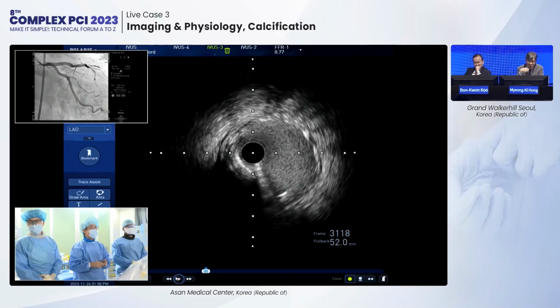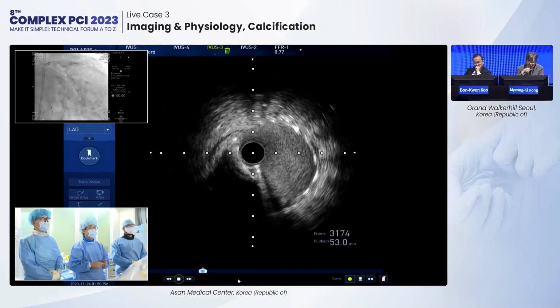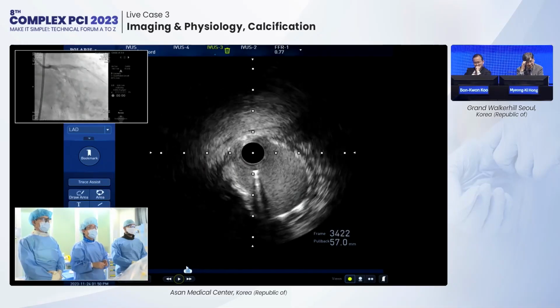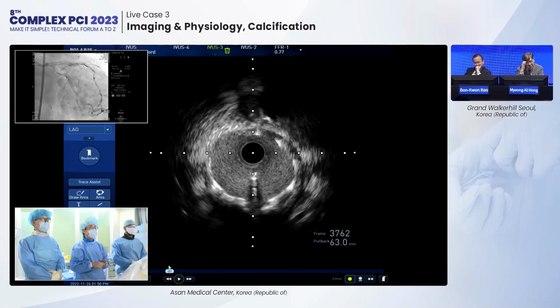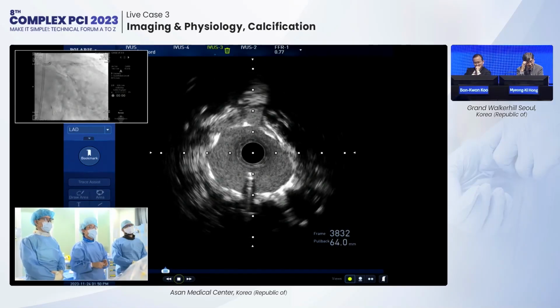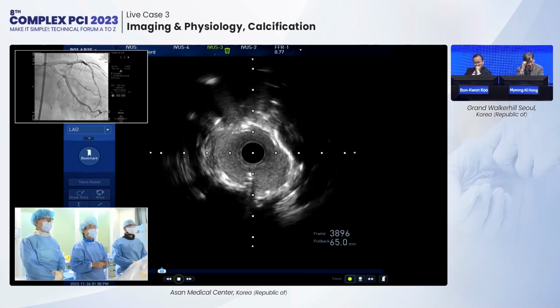Okay. Could you show us the bifurcation transition? That is the transition point, just show that. Okay. Play. So this is the LAD ostium. So in the side branches, the circ is coming.